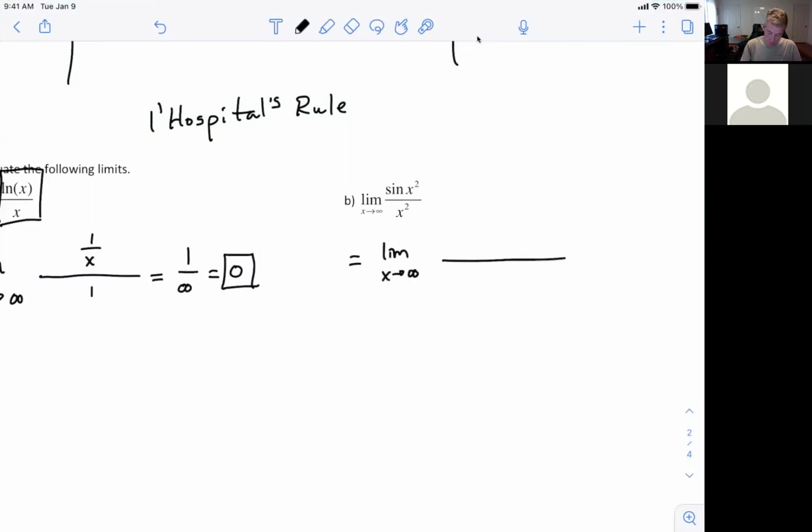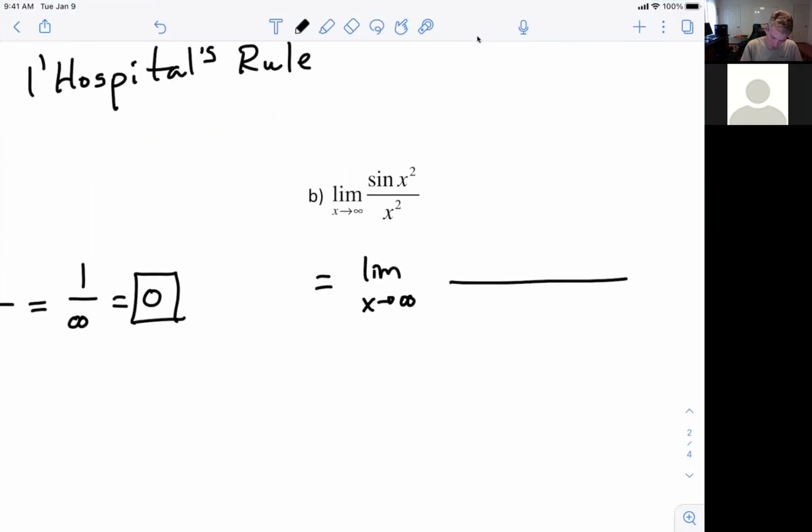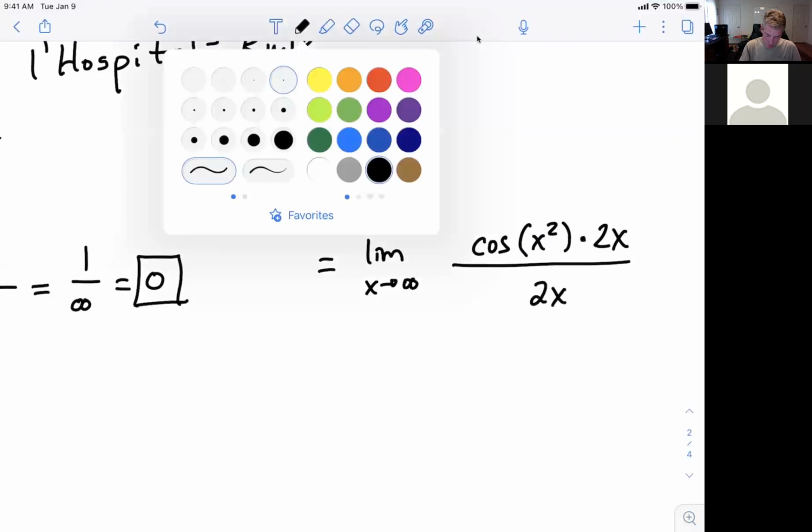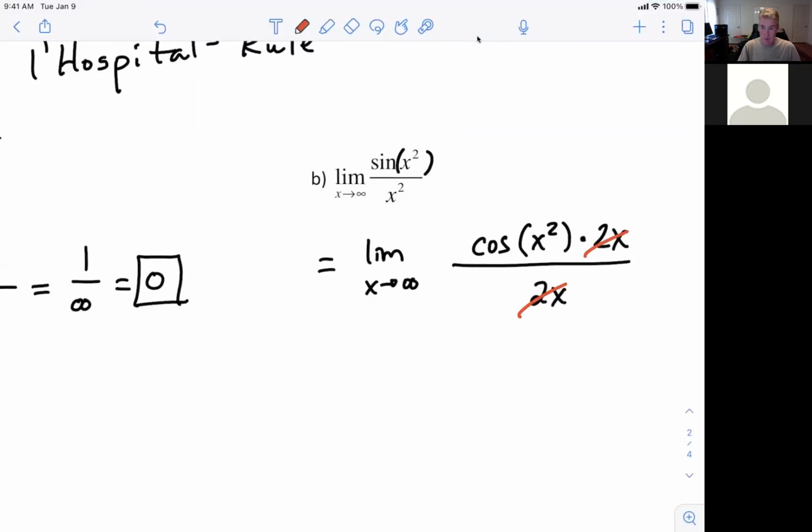So the derivative of sine of x squared. So it doesn't have parentheses, but it really means sine of x squared. So the derivative of sine is cosine. And then do the chain rule. So the derivative of x squared, that's going to be a 2x. And on the bottom, the derivative of x squared, that's a 2x. And then if you get a red pen, you can cancel out the 2x's.